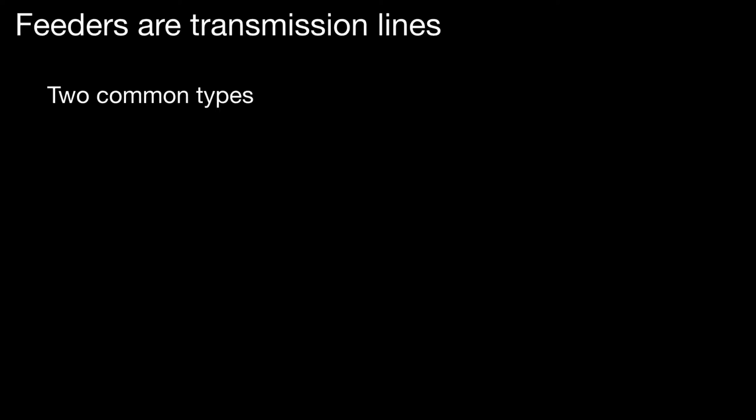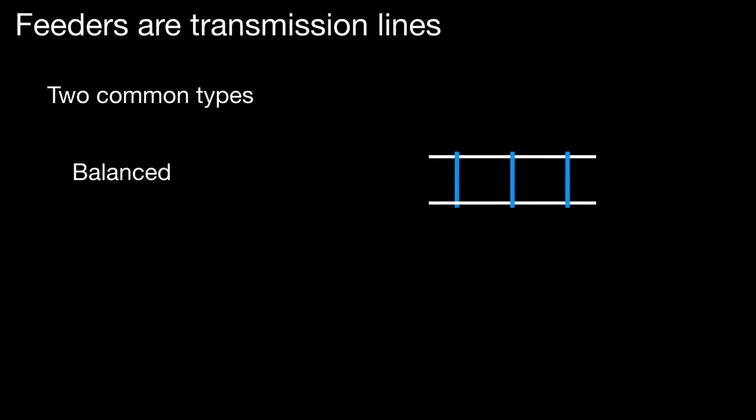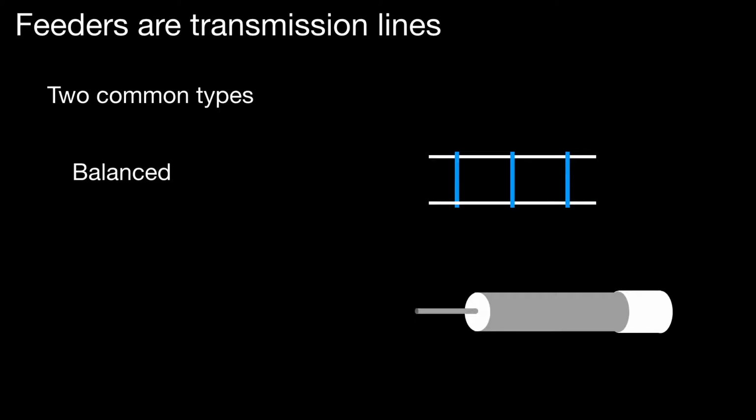Restating that feeders are transmission lines, and there are two common types that we will deal with. One is the open wire feeder, sometimes called the ladder line, where you've got two conductors and spacers holding the conductors a fixed distance apart. And this is a balanced feeder. And then there's the coax cable, which has a center core and a braid spaced from the center core by a dielectric. The dielectric trying to behave as much like air as possible. And we call that an unbalanced feeder.